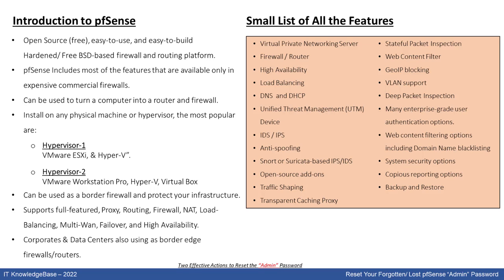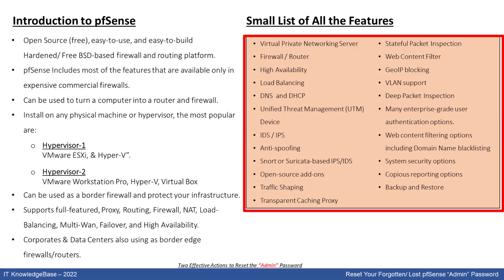pfSense also supports full-featured proxy, routing, firewall, NAT, load balancing, multi-WAN, failover, and high availability. Corporates and data centers also use it as border edge firewalls and routers. This is a small list of pfSense vital features. You can go through them one by one, and I will definitely cover all the features in great detail in my upcoming videos.